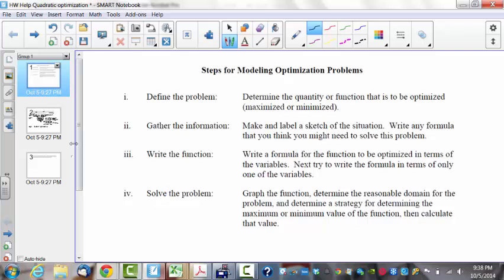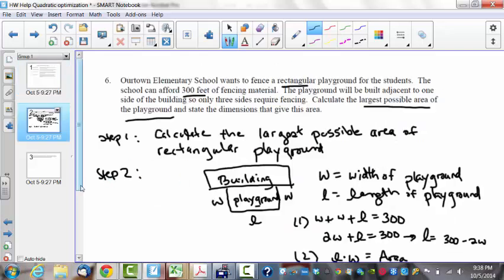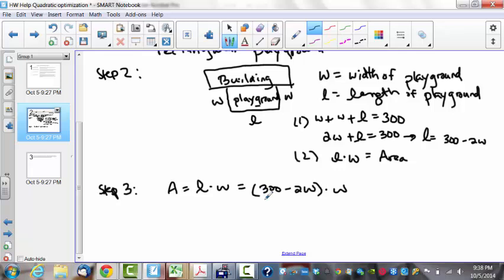Okay, step 4. Let's solve the problem. We're going to graph the function, determine the reasonable domain for the problem, and determine a strategy for determining the maximum or minimum value. So what I'm going to do is let you go ahead and enter in this function. Let's rewrite it again, keeping it as A's and W's. And I'm going to go ahead and distribute: 300W minus 2W squared.